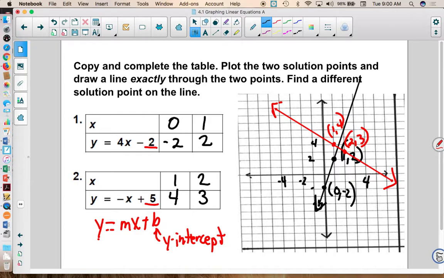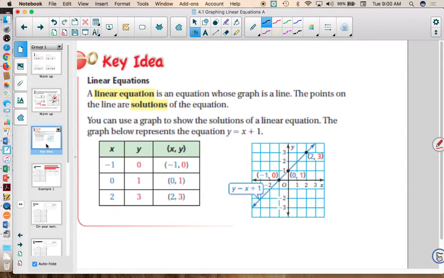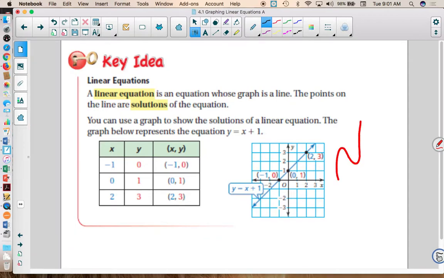Okay, and I see some of you writing it down, and that's good. It's an interactive class. It's really good to take the notes. A linear equation is an equation whose graph is nothing more than a line. It is a linear equation if the graph is a line. Now, if the graph did something like this, would it be a linear equation? If my graph looked like that, no, it's not a linear equation.